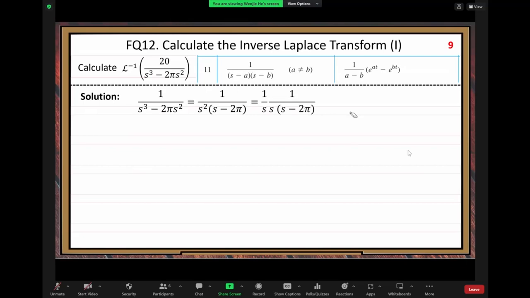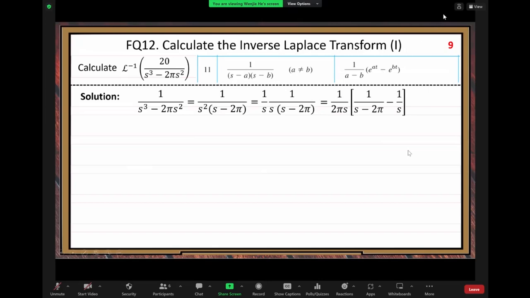First, I take out one factor, 1 over s. After I take it out, then I have 1 over s times the second one. But you have to do something. I do it this way. Look at this step, this split.